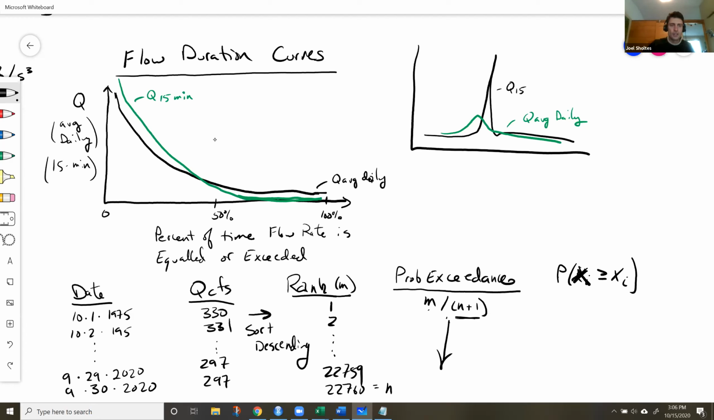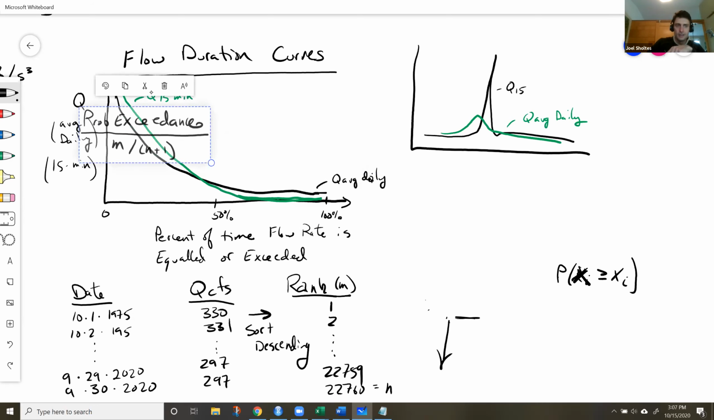So we can plot flow duration curves and then interpret them in certain ways. For example, the applications that I'm familiar with for rivers are fish passage or reservoir operation. You could use a flow duration curve to understand the probability that you'll have certain flow rates in a river.